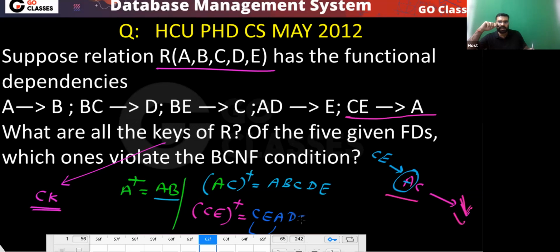Now AC can determine everything, correct? So this is also a candidate key, yes or no? So we have these candidate keys, and now, if someone can determine C, that also must be there.